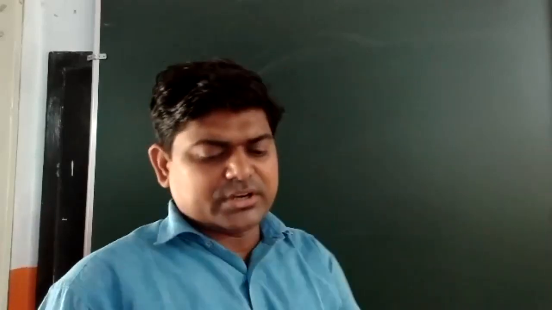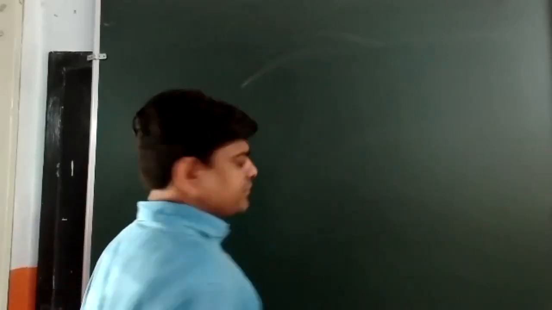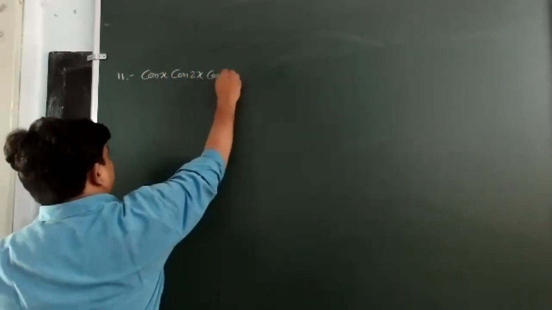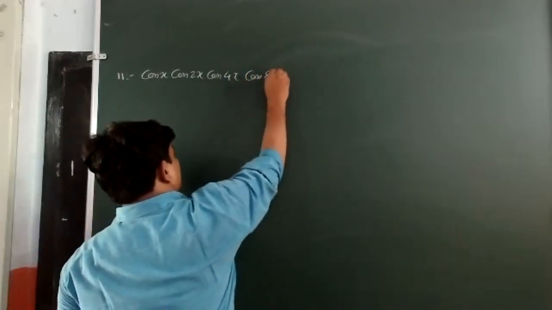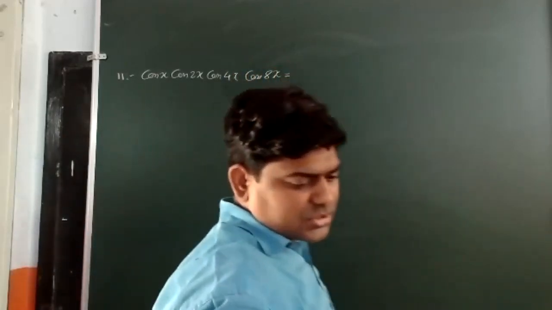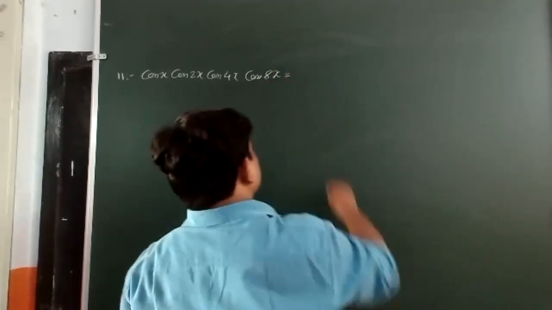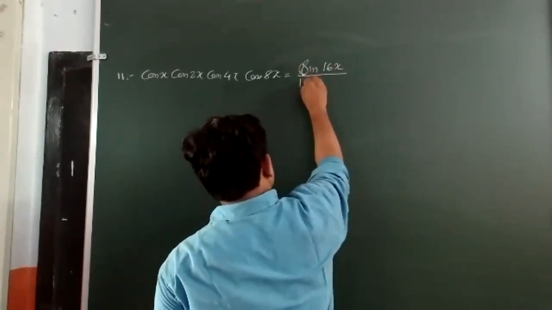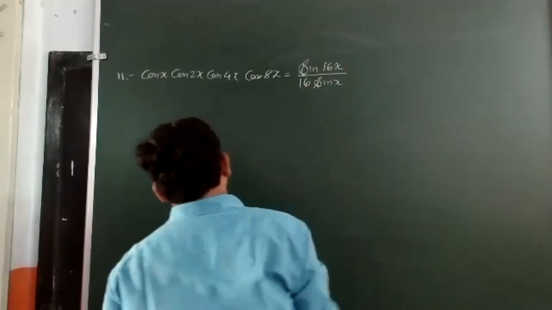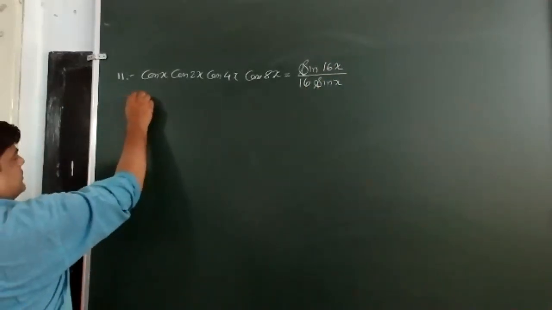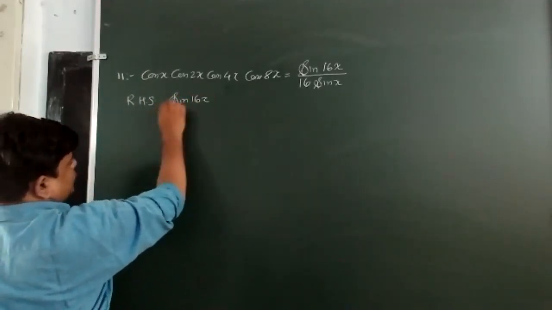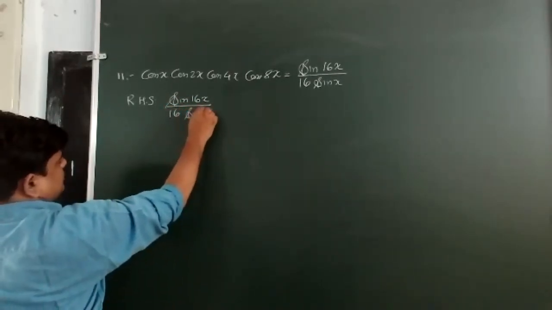So let me write the question. Question number 11 is cos x into cos 2x into cos 4x into cos 8x is equal to sin 16x upon 16 sin x. This is the question. What I want to do is take the right hand side, which is sin 16x whole upon 16 sin x.